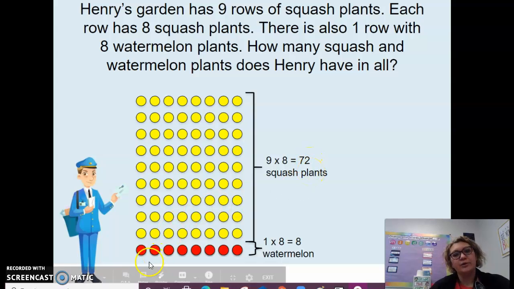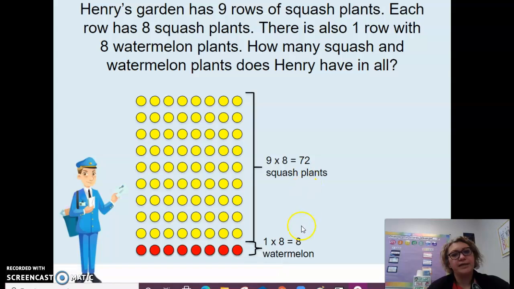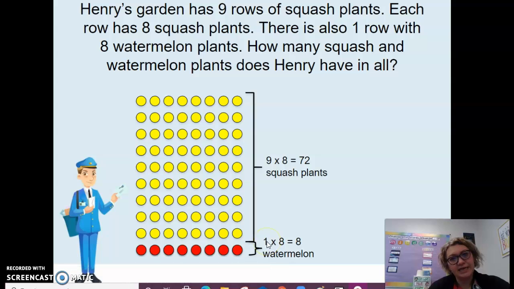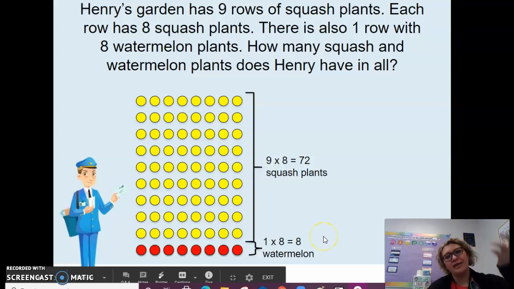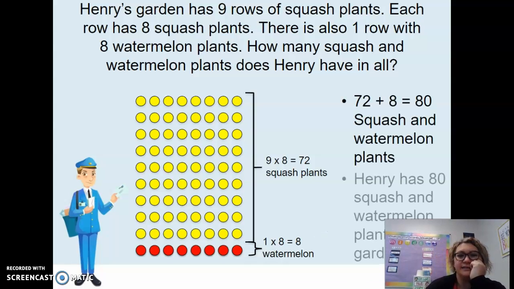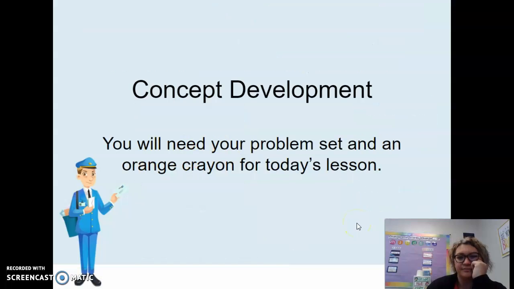Then it says there's also one row with 8 watermelon plants. How many squash and watermelon plants does Henry have in all? So we have 72 plus 8. Well, I know that 9 plus 1 equals 10, and 10 times 8 equals 80. So 72 plus 8 equals 80. Henry has 80 plants in his garden.